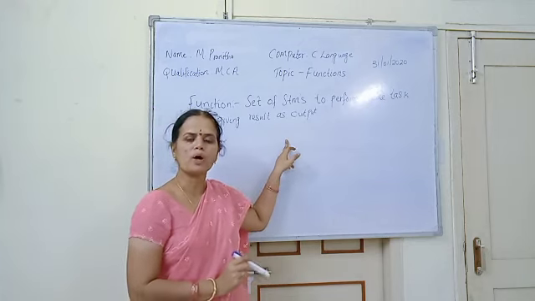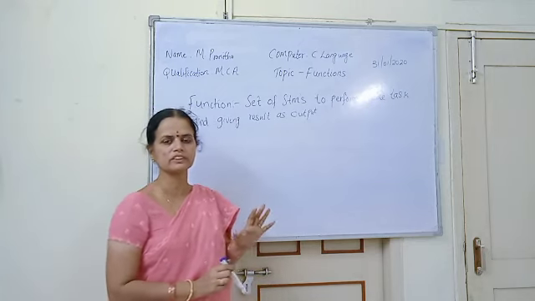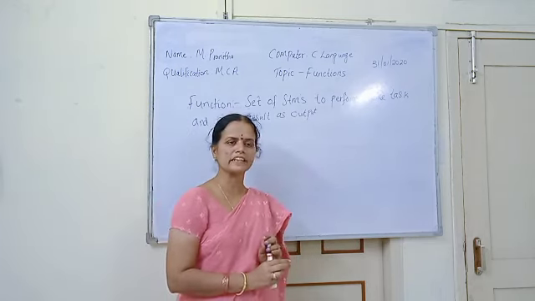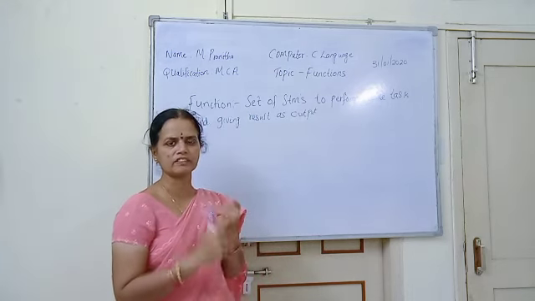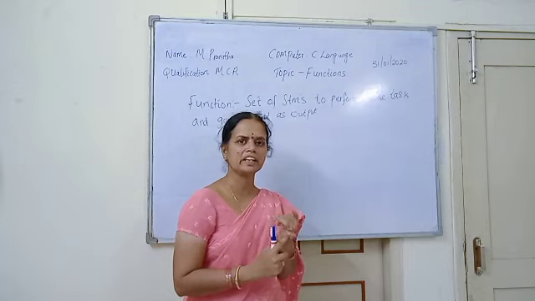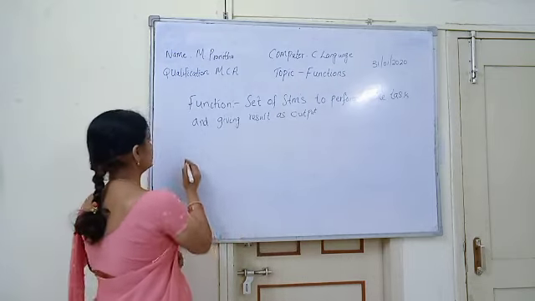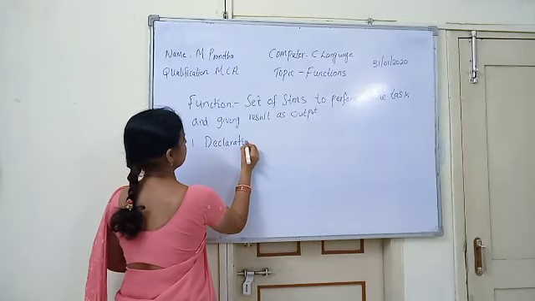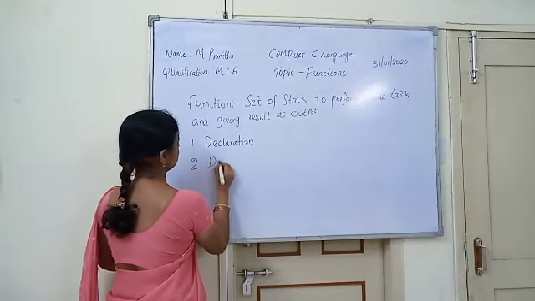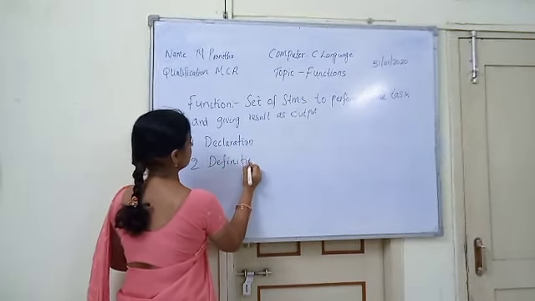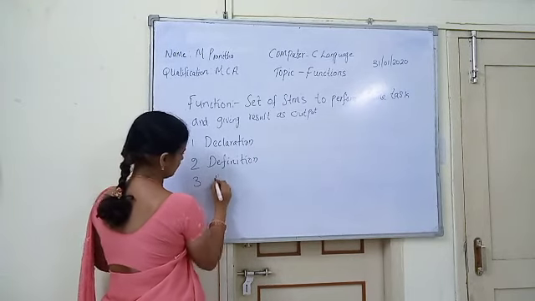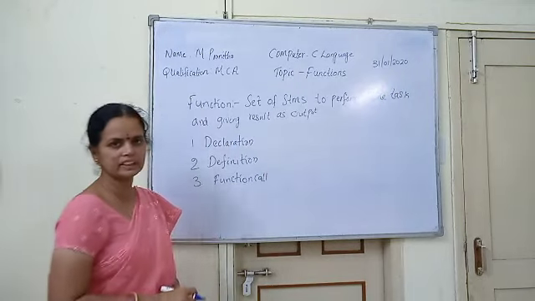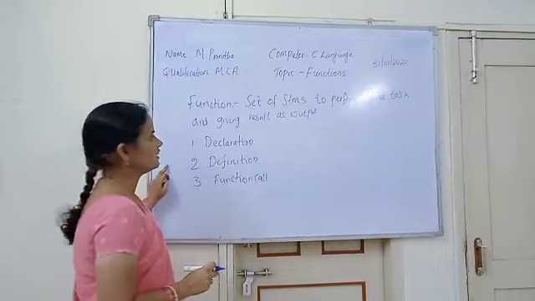Now you have to know how to create a function. What are the different rules that are to be followed for creating a function? We can divide it into three parts: function declaration, function definition and invocation, or we can also call it a function call. So these three steps are involved in defining a function.